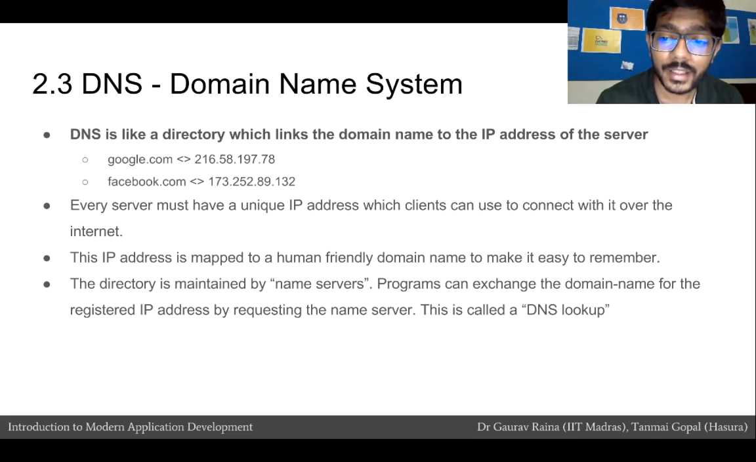Programs like our browser can exchange the domain name for an IP. So our browser exchanges the domain name, say for example flipkart.com or wikipedia.org, for an IP and then makes a request to that particular IP. This process of exchanging the domain name for the registered IP address is called a DNS lookup.